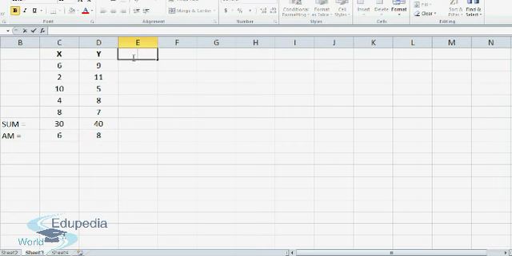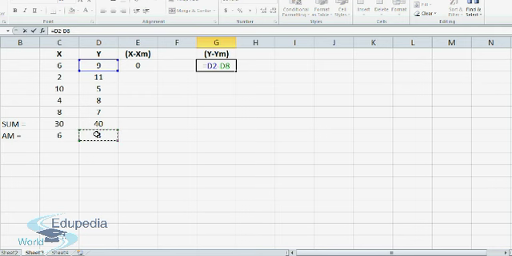Then I need xi, I need x minus x mean, and I need y minus y mean. So this will be 6 minus 6 here because the mean is also 6, and here it will be 9 minus the mean, which is 8.